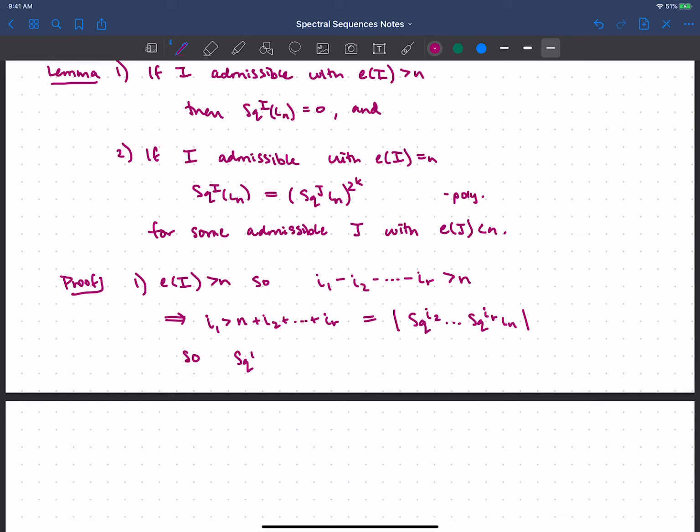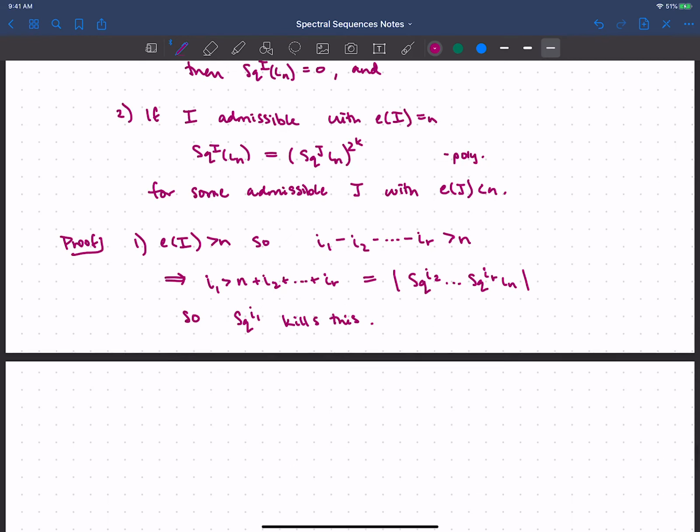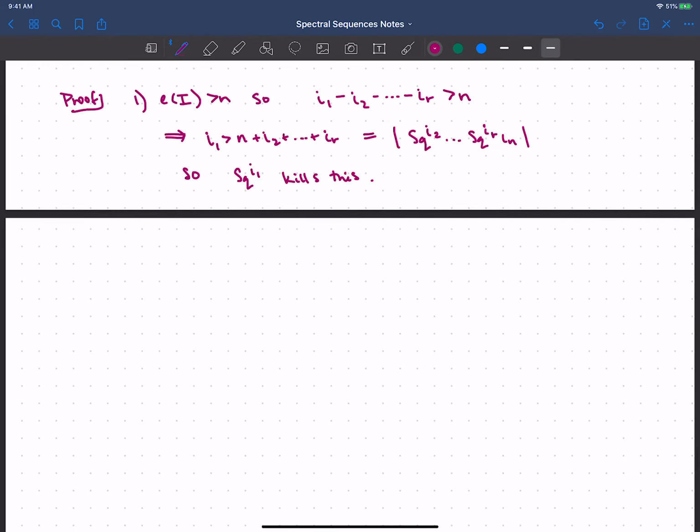And so square I1 is going to kill this element because this degree is lower than I1. Okay, so that tells us that, yep, this whole square I is going to kill it. Maybe you get something interesting up until you've applied square I2 after all this other stuff, but then you apply square I1 and you're done. So the thing has died. Okay, then for the next part, we don't want to show that what we get is 0. We want to show that if you have excess n, then we can rewrite that term. So let's go ahead and do that.